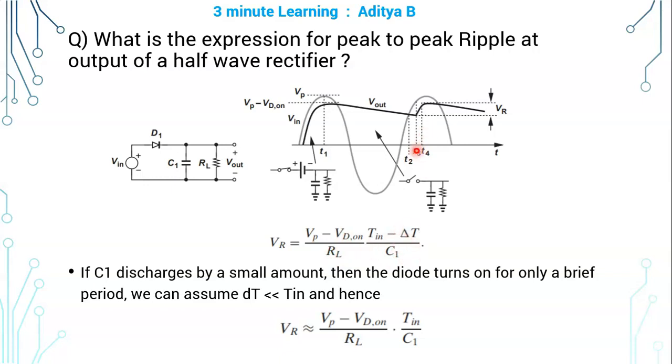Whether this delta T, that is the difference between T3 and T4, is small or large, depends on the C1 value. If C1 discharges by a small amount, then the diode turns on only for a brief period here. If C1 value is very large, discharging time constant C1 into RL is very large, it takes large time for it to discharge, the slope of the discharge is very less. So the diode turns on in the next cycle only for a brief period, and hence we can do this approximation.